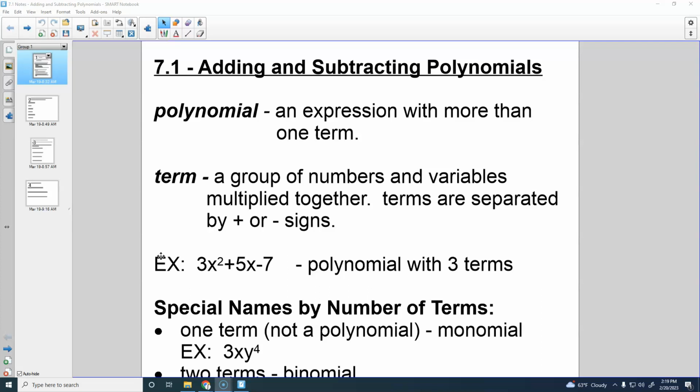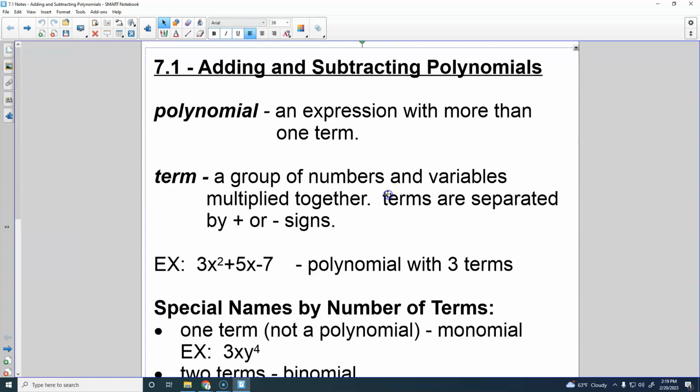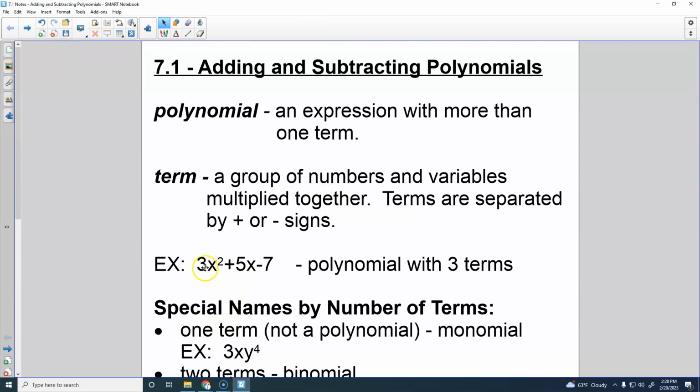A term is a group of numbers and variables multiplied together. Terms are separated by plus or minus signs. So, for example, something like 3x squared plus 5x minus 7 would have 3 terms. It would be a polynomial.